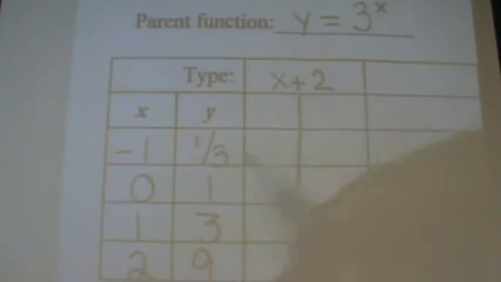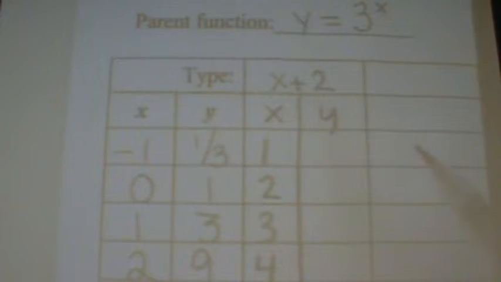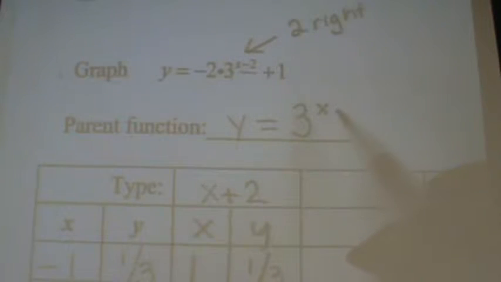What do you get when you add 2 to these x values? You get those numbers: 1, 2, 3, 4. What do we do with the y values? Hang on to them. Okay, next. Where do you think you go from there?